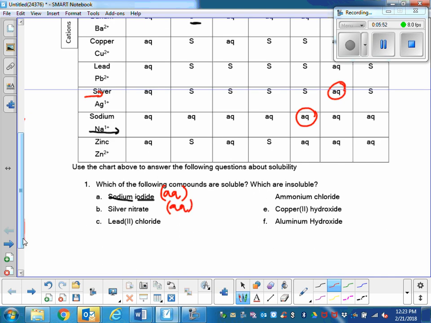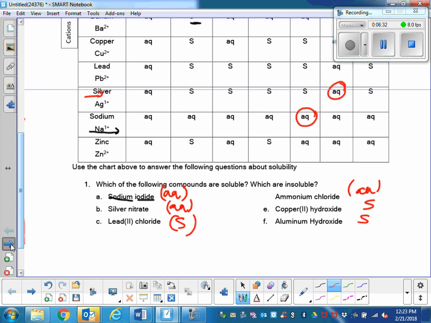Zoe, what do you have for lead 2 chloride? Solid is correct. What do you have, Katie, for ammonium chloride? Ammonium chloride is soluble, so it's AQ. The other Katie, what do you have for copper 2 hydroxide? Soluble or solid? S, very good. What do you have for aluminum hydroxide, Annie? S, that is correct.